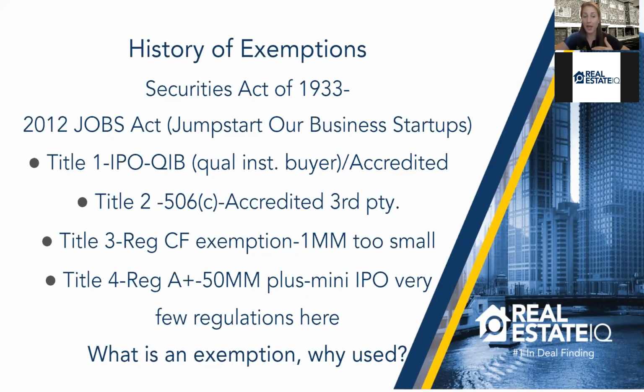And then there's Title IV that came out, which is, like I said, your Reg A+, kind of like a mini IPO, where it's under 50 million, 50 million plus, and there are very few regulations here. And then, like I mentioned earlier, what is an exemption and why is it used?